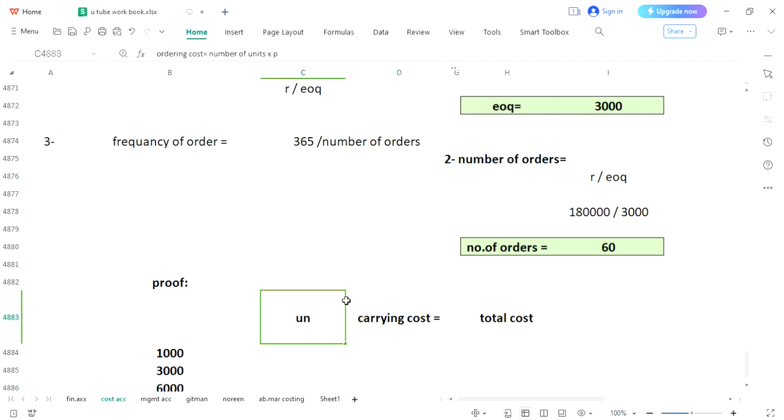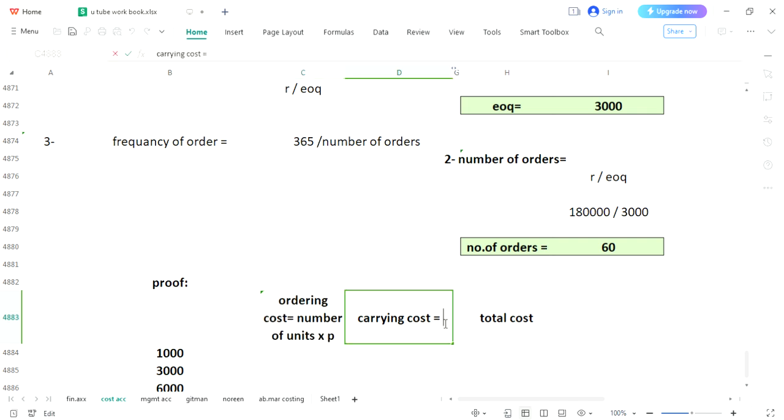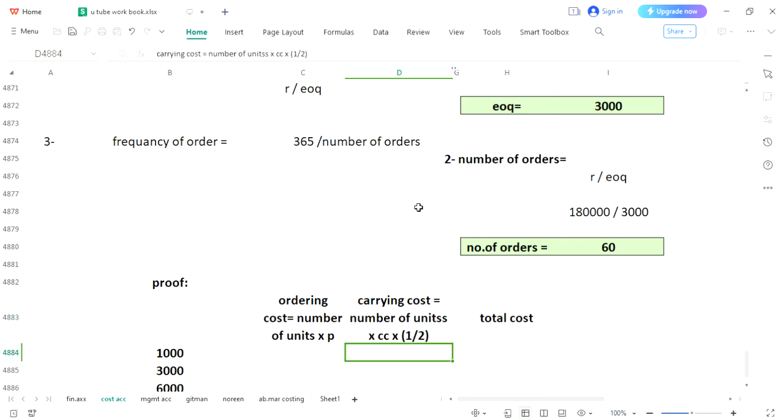number of units. Please excuse me, my system is not helping me. So number of units multiplied by CC, and in the formula you will always write 1 divided by 2. This is the formula for calculation because we need to calculate on the average number of units.